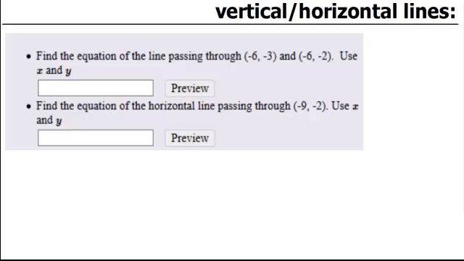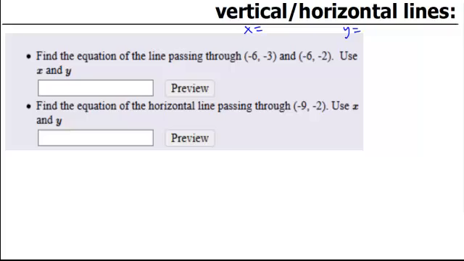So the first thing to keep in mind is vertical lines have the general form x equals. Horizontal lines have the general form y equals. So know that going in. Again, that is part of what you need to be familiar with. That's probably the most common mistake, to not realize which is which, or just to rush through it.